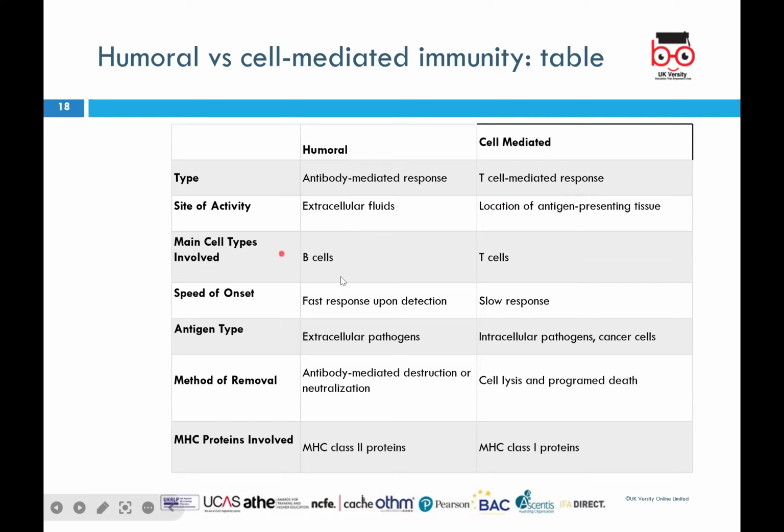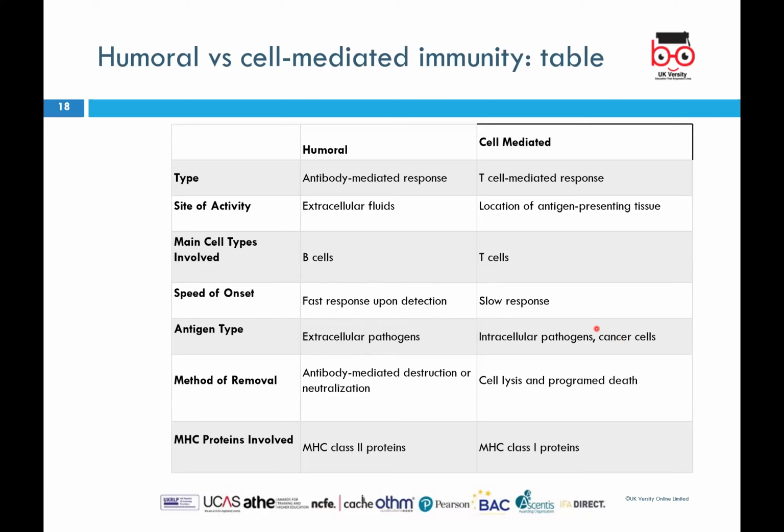What are the main cells involved in the humoral immunity? It's B cells for humoral and T cells for cell-mediated immunity. As I said, humoral immunity has a fast response upon detection, whereas cell-mediated immunity has a slower response. The antigen type in humoral immunity is extracellular pathogen, so outside the cell. Think of this as humoral immunity having pathogens outside the cell, whereas cell-mediated immunity, because of the name, is intracellular, within the cell.